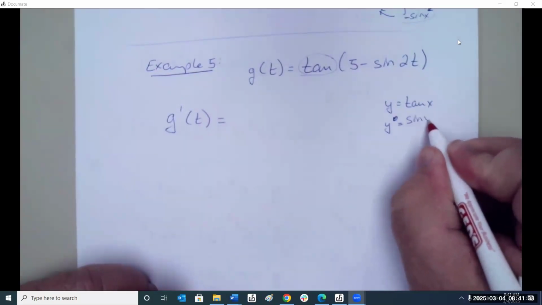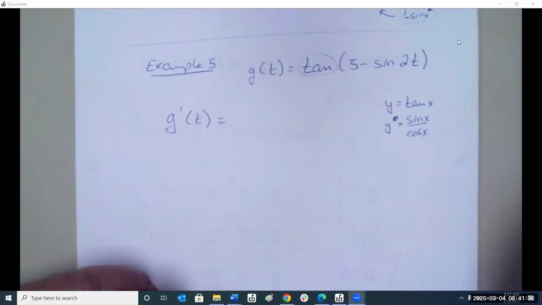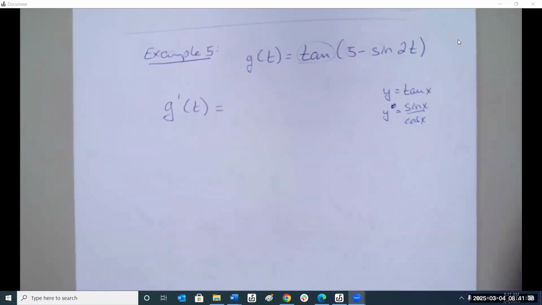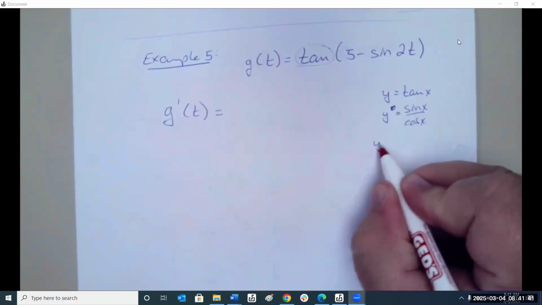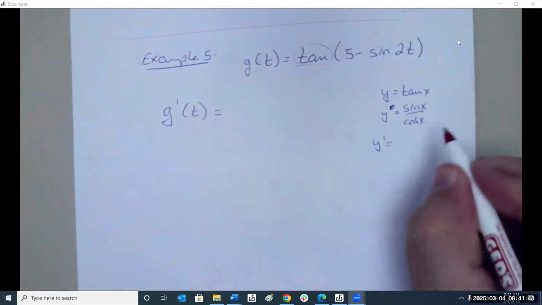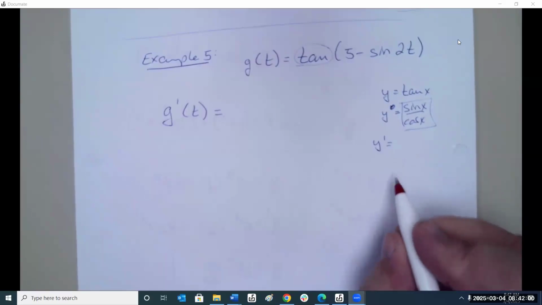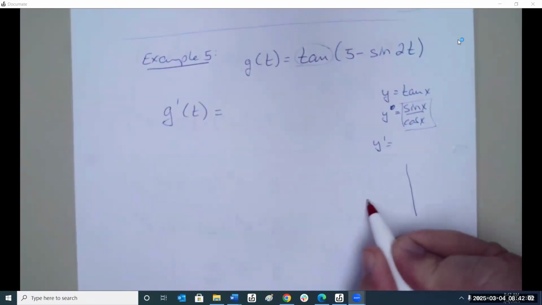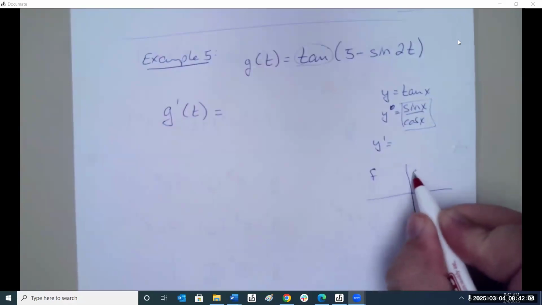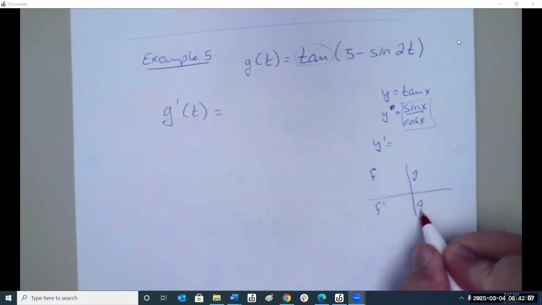Tangent is sine over cosine. Okay, then what do we do? Because we have to find the first derivative. What kind of equation is this? It's a quotient. So do we know any rules that we can take the derivative of that? The quotient rule, right? The fishy thingy. How do we do that? We have F, G, F prime, G prime.